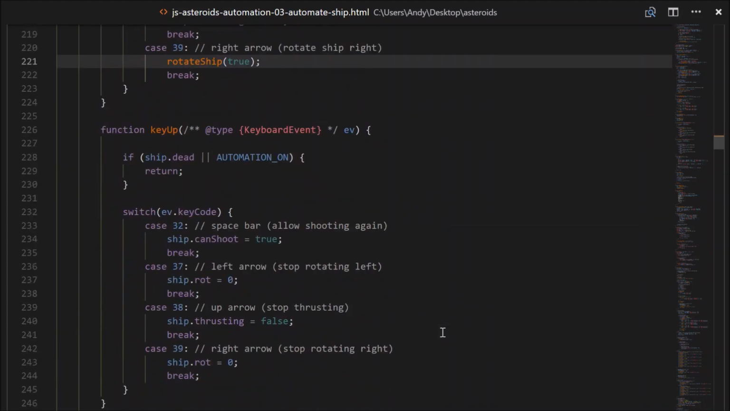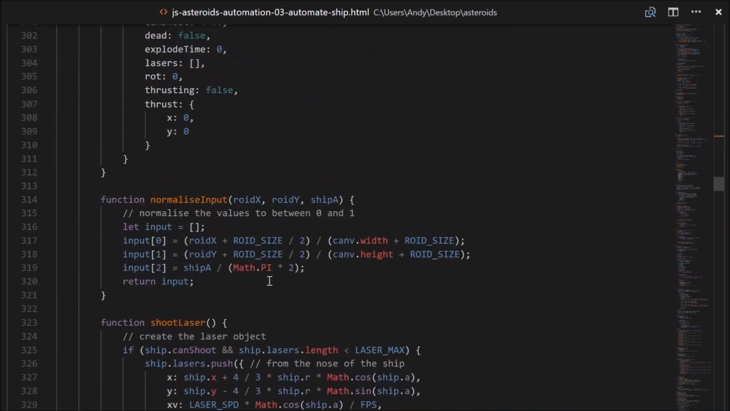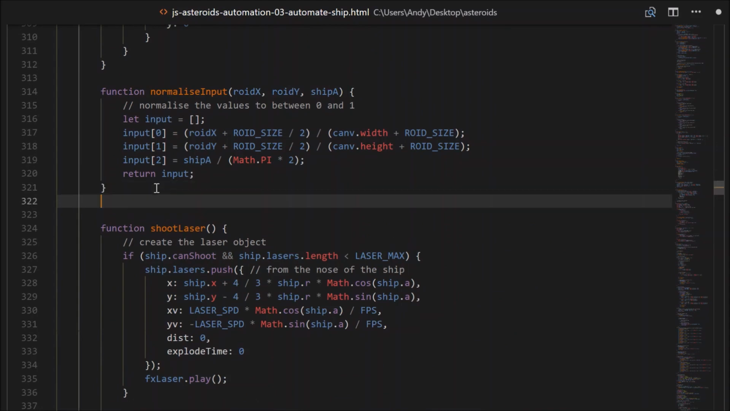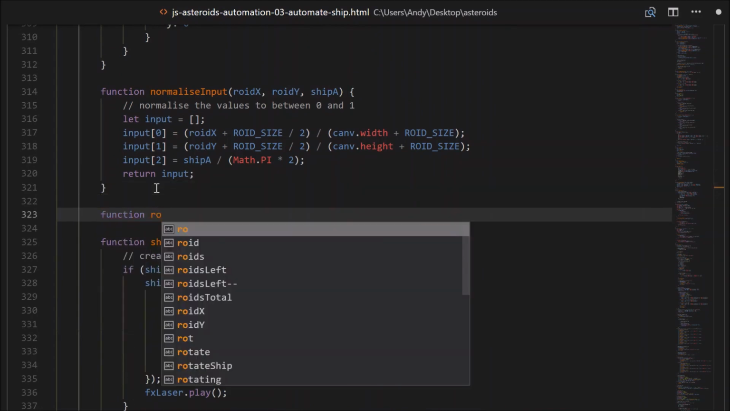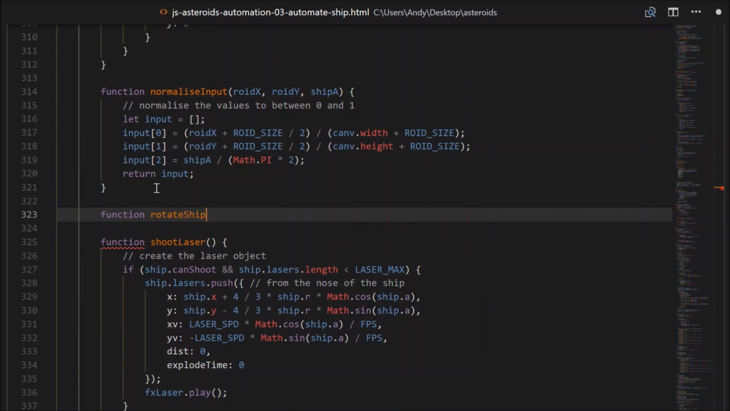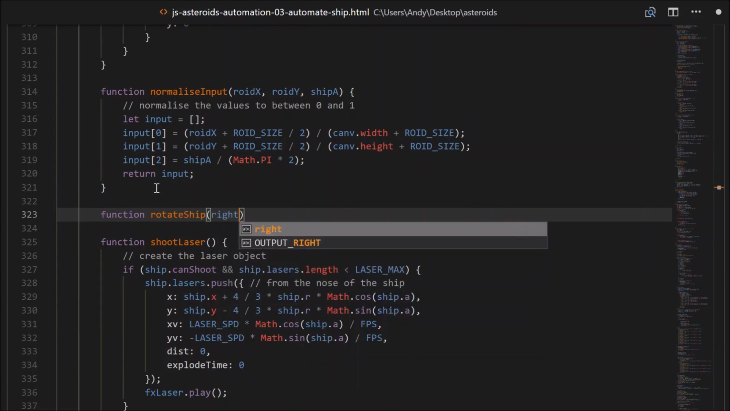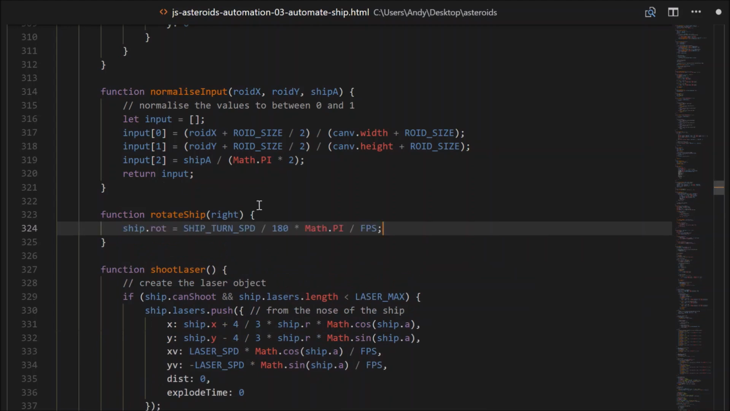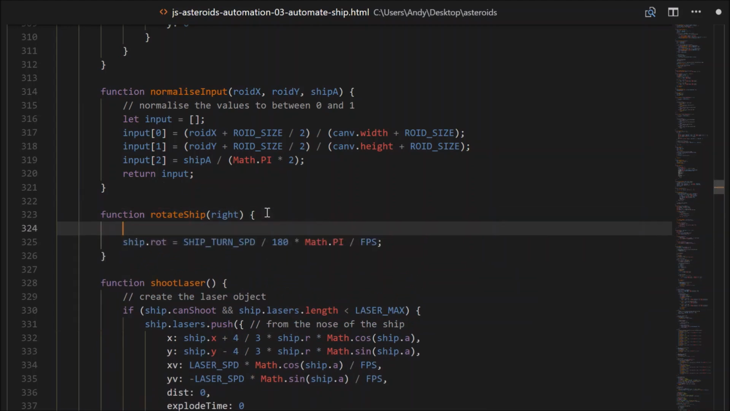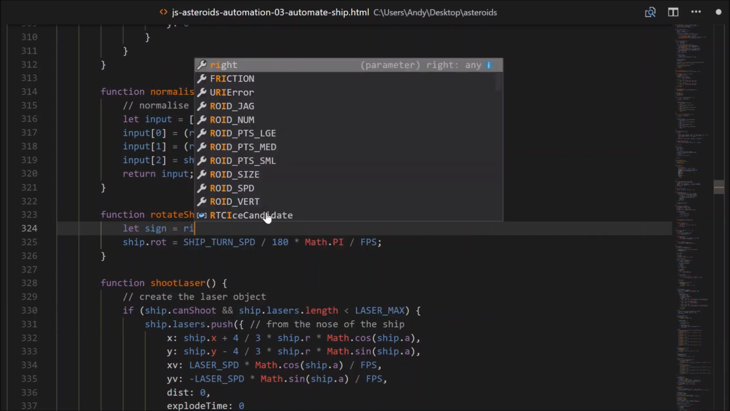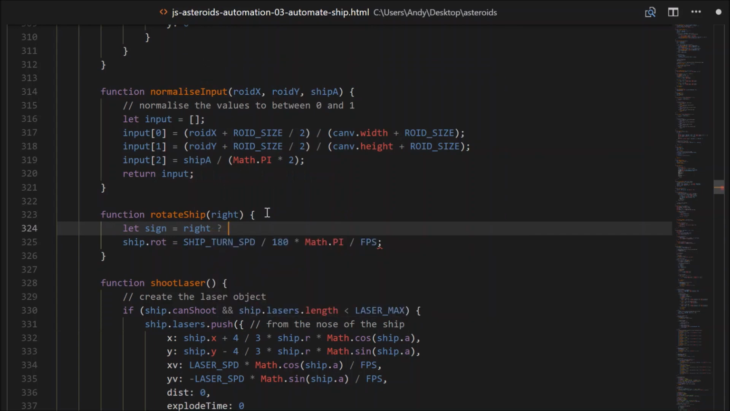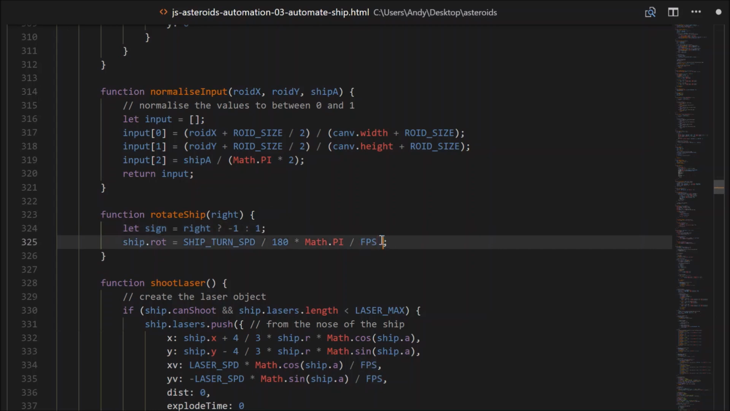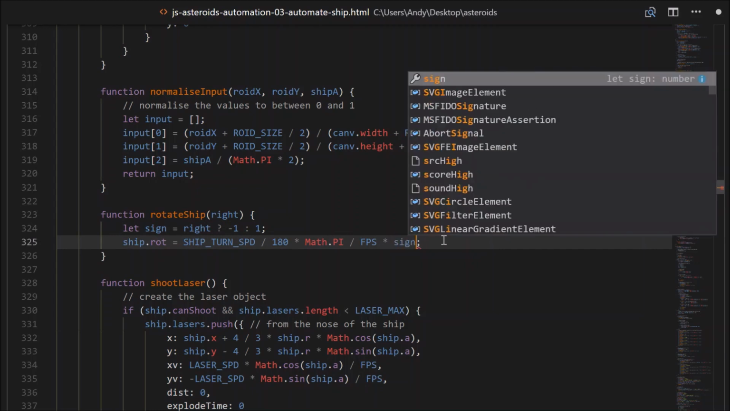And what do we do in the key up method? The key up just sets the ship's rotation to 0, so that's fine, we don't need to do anything with that. So let's go down and make that rotate ship function just after our normalize input. It'll take a boolean, which is equal to right. Now, if it's right, we want to put that as negative. So how about we make a variable, let sign equal, now if it's right, the sign will be -1, else it will be +1, and we'll just multiply this by the sign.